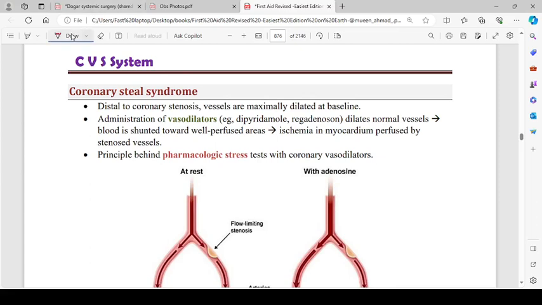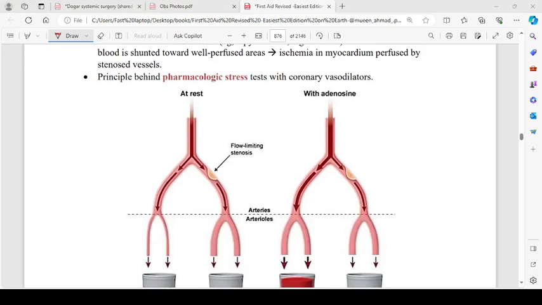So it is about the coronary. It starts with the coronary steal syndrome. Distal to the coronary stenosis, vessels are maximally dilated at the baseline. Now the concept is that suppose this is the point of obstruction. To compensate for the decreased blood flow, the vessels distal to this one are already maximally dilated, right? Due to endogenous metabolites and other possible mechanisms, the part of the vessel which is distal to the obstruction is already maximally dilated.